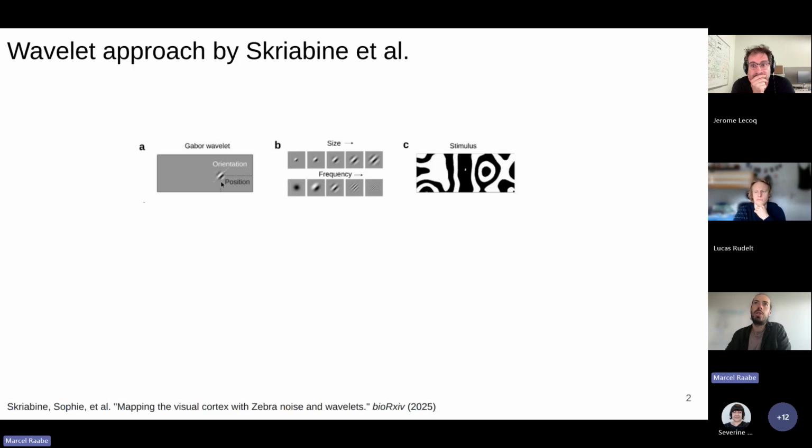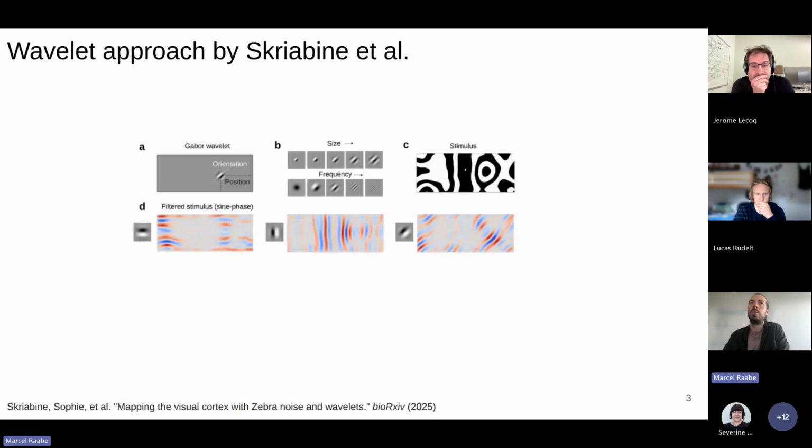They have an orientation, they have different sizes, and they have different frequencies. What we can do then is to just convolve the stimulus with all of these different filters. And we get for each position on the screen an activation map. So basically how active, on this position on the screen, a specific feature, like a specific Gabor wavelet, is given the stimulus at a specific time.